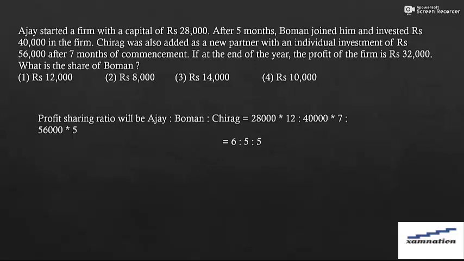Now the total profit is 32,000, so we can easily calculate Baman's share. That would be 5/16 into 32,000, which will give us 10,000. Now let's look at the next question.